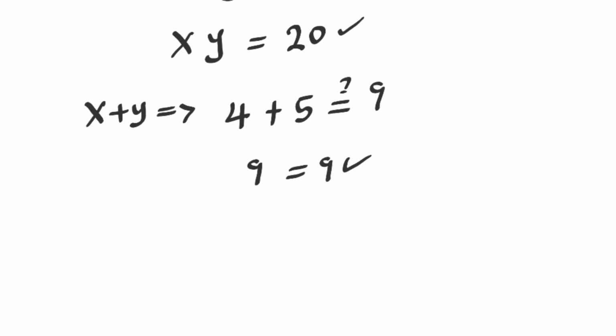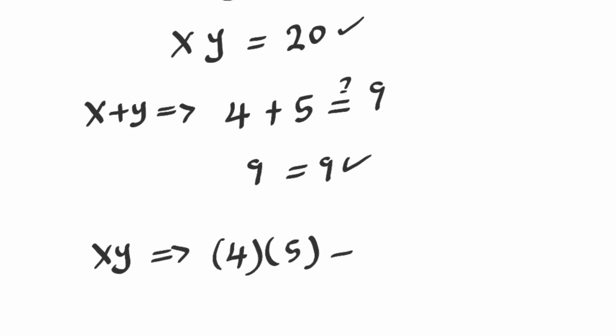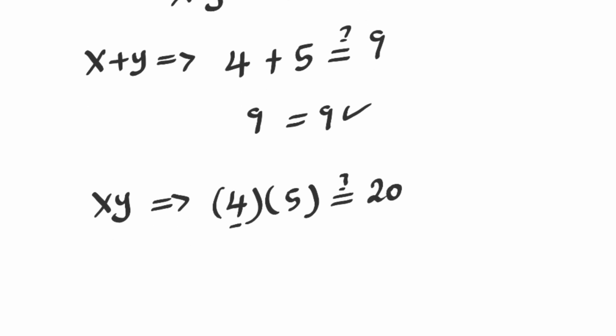Let us consider this. xy, this can be written as 4 multiplied by 5 must be equal to 20. Then 4 multiplied by 5, this is 20, is equal to 20, which is true.